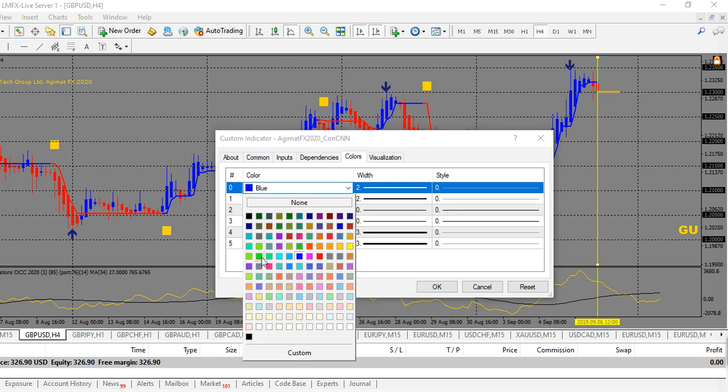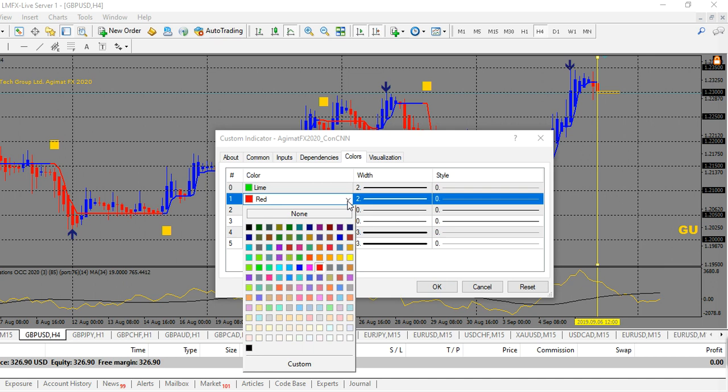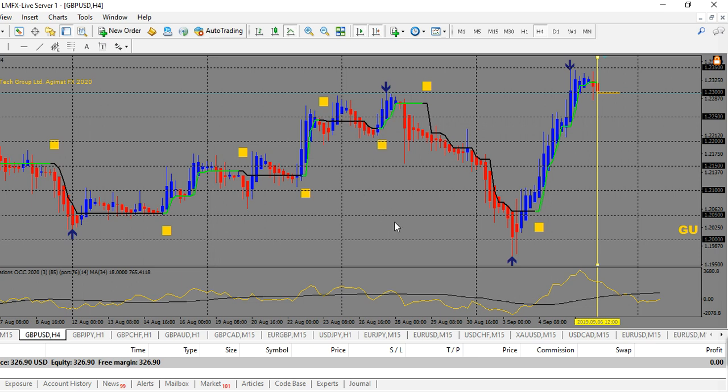Let's change this to a green, and we'll change this one to black so we can see it up against those blue and red candles a lot better. Okay, so what we're looking at is we want to make sure we have confirmations.